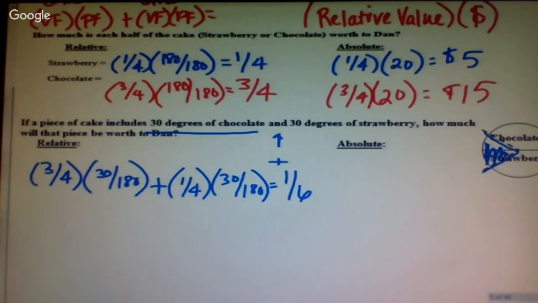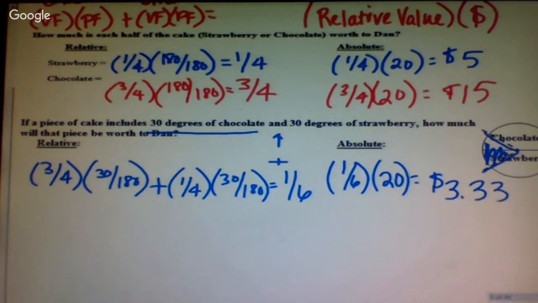Okay. So this piece is worth 1/6 to him, with a relative value. Okay. How much money is this worth to him? Well, we've got 1/6 for a relative value times 20. How much money is this one worth to him? $3.33.